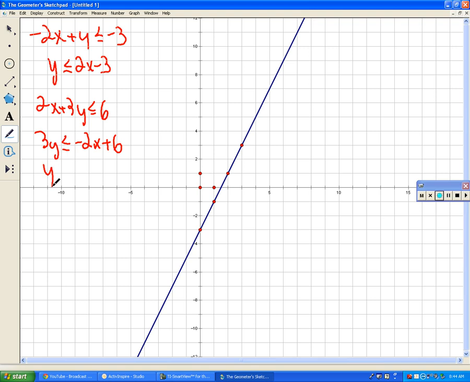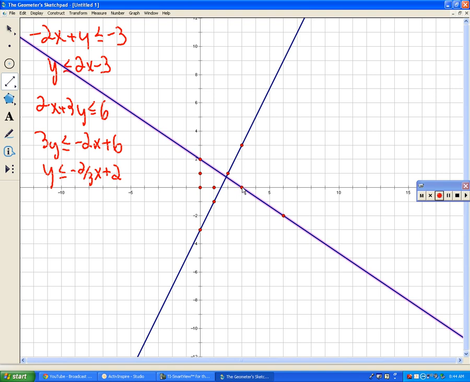And then you divide by 3. Y is less than or equal to negative 2/3 x plus 2. So it starts at what? Good. 2. And then from there I go down 2 over 3, and down 2 over 3. And this is going to be solid or dotted? Solid. Okay, and then I need to do some shading, right?